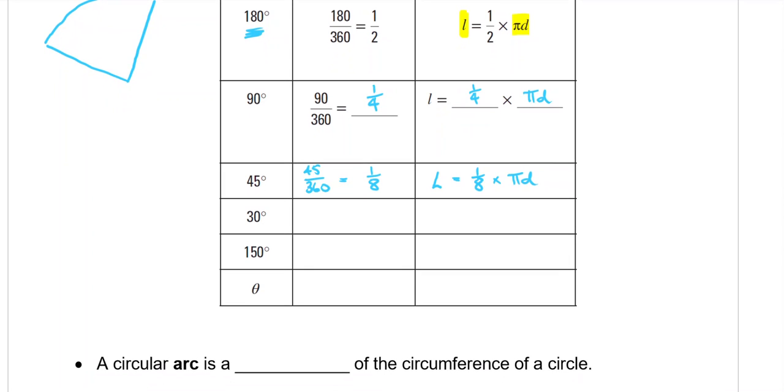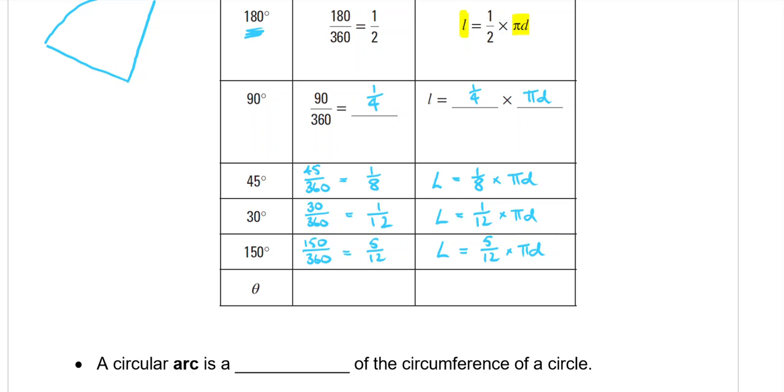And we start to get the idea. We have a few more here. 30 degrees would be 30 over 360, which is 1/12. So our arc length would be 1 over 12 times pi d. Or if it's 150, it would be 150 over 360. That simplifies to 5/12. So the arc length would be equal to 5/12 times pi d. The point of this is, whatever the fraction is, you always times it by pi d.